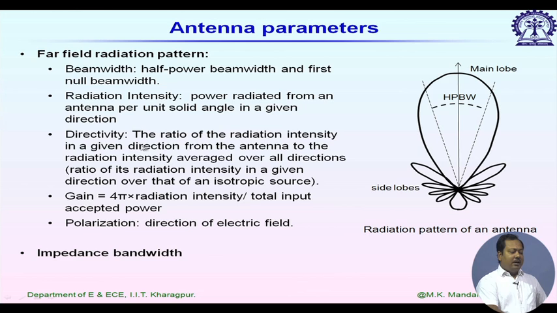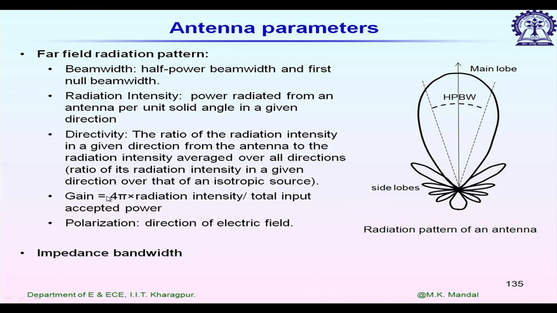The third parameter is directivity. The ratio of the radiation intensity in a given direction from the antenna to the radiation intensity averaged over all directions is called the directivity of the antenna. We can also define it another way: the ratio of the radiation intensity in a given direction to that of an isotropic source or isotropic radiator. If an isotropic radiator does not have any loss, ideally it radiates power in each and every direction.